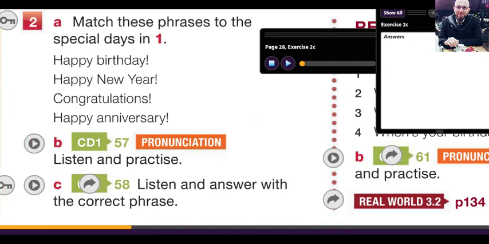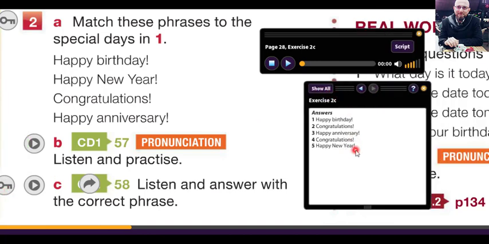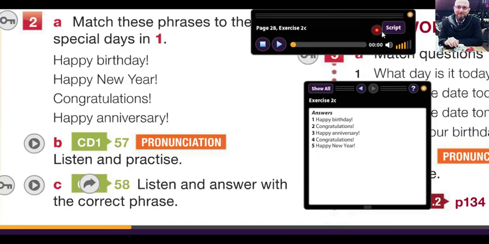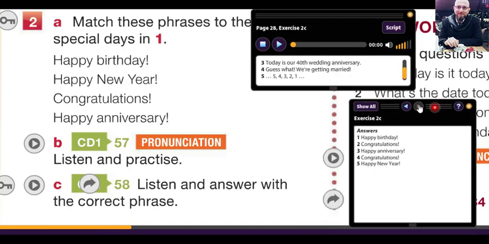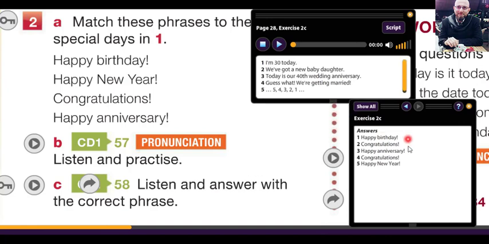Okay, so here's the answer. The first one we say, happy birthday. The second one says, we've got a new baby daughter. That means I have a new baby daughter. So we say, congratulations. Today is our 40th wedding anniversary. Happy anniversary. Guess what? We're getting married. So I am getting married. Me and my fiance will be husband and wife. So we say congratulations. So we will have a wedding.